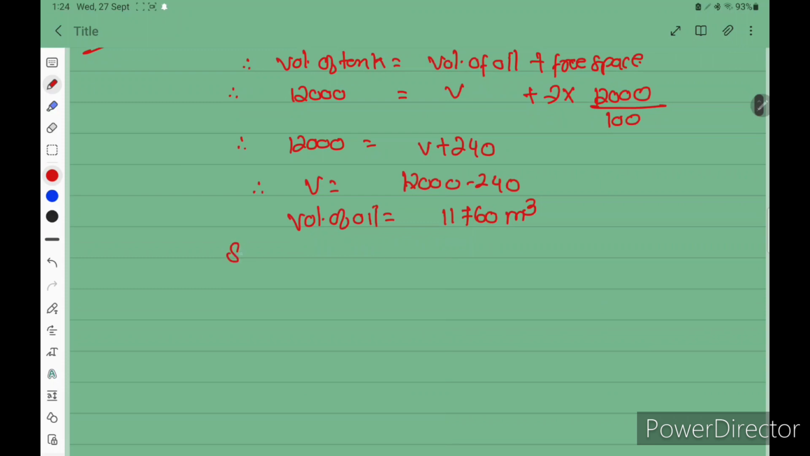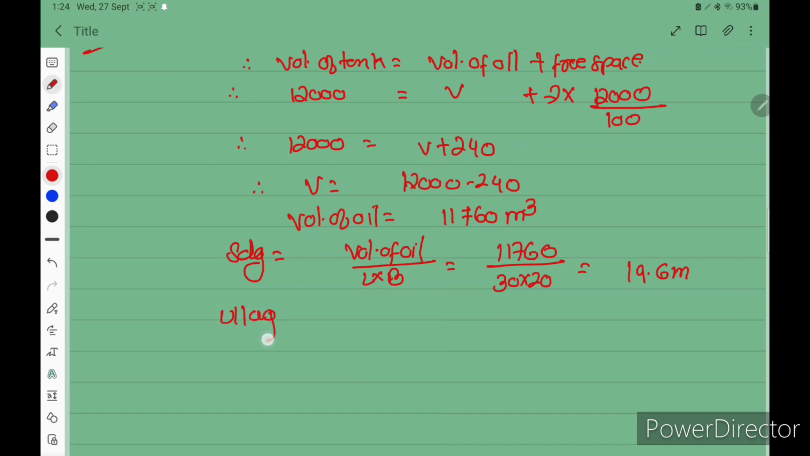Now we have the volume, so we can find out the sounding, that means the height of the oil. So volume of oil divided by length and breadth of the tank. So 11760 divided by 30 into 20, we get 19.6 meter. Now we have to calculate ullage. So ullage is total height minus sounding. So total height 20 minus 19.6 is equal to 0.4 meter.